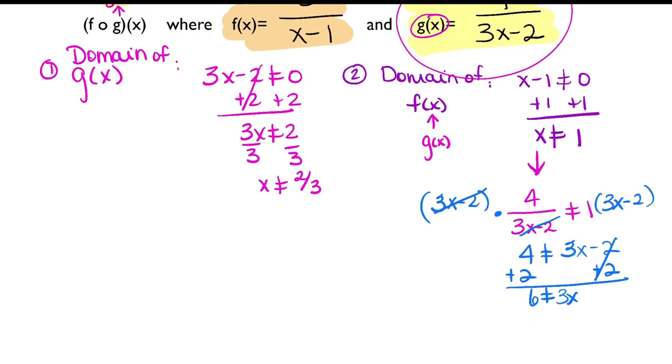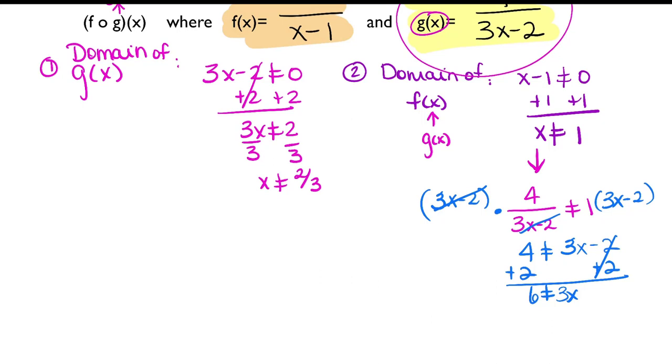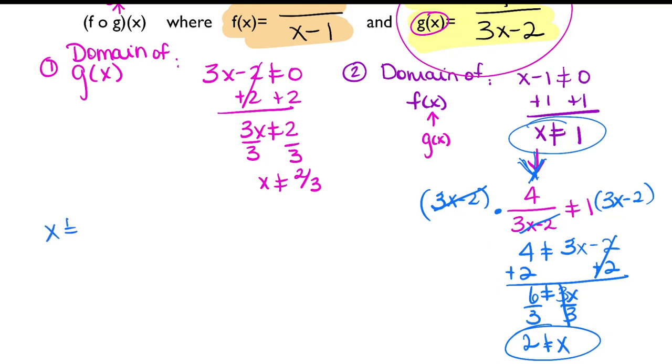And let's see if I have any more space here. And then we divide both sides by 3. x can't equal 2. So for the domain, this one we weren't finished with because we had to replace the x with what the g of x equaled. So this is where we're done with the f of x. So we know that x can't equal 2/3 and x can't equal 2.